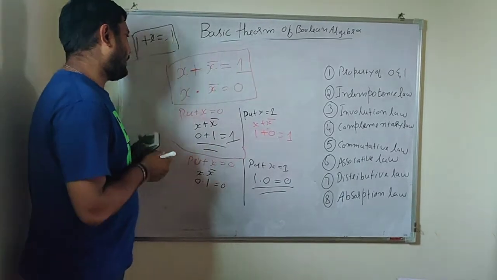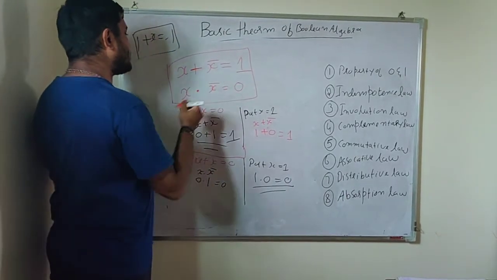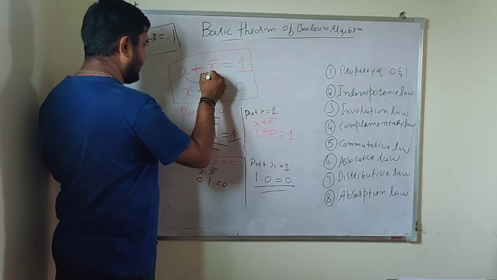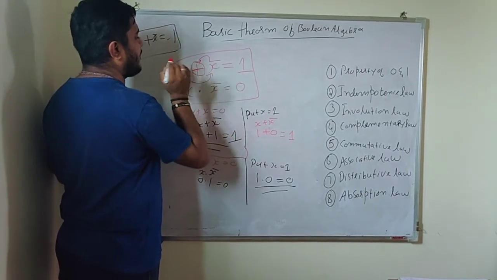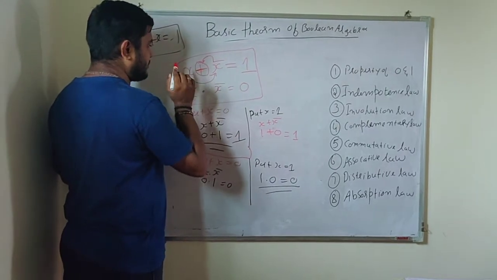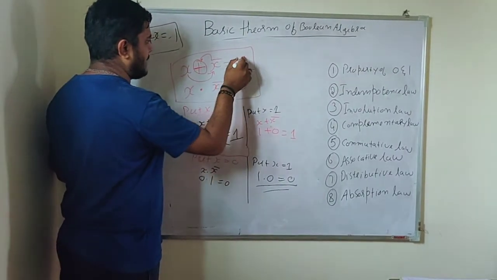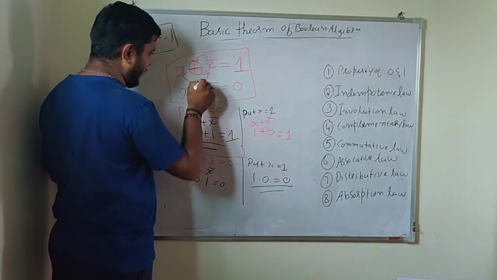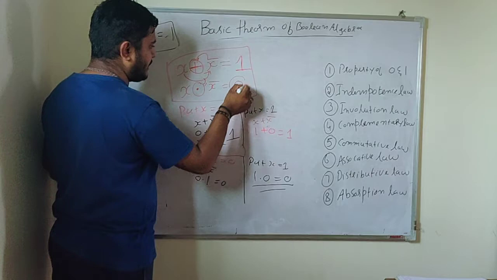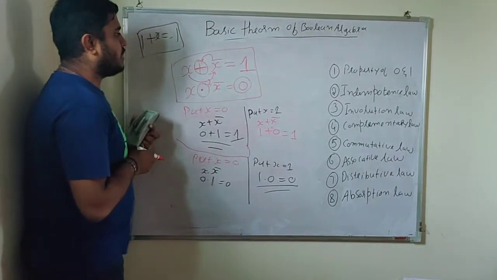So what does it say? If a variable is complemented with the help of an OR gate, then your answer will be 1. If you complement that variable with the help of an AND gate, then your answer will be 0. So this is the complementary law.